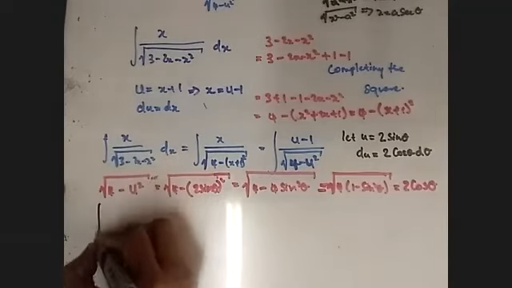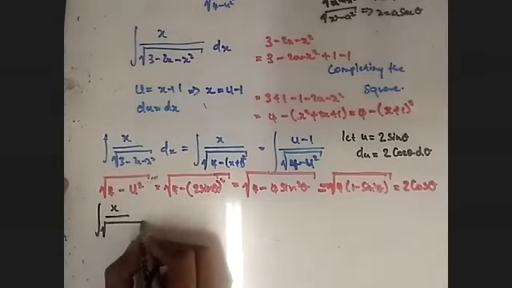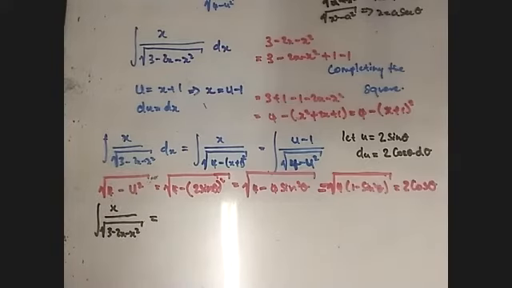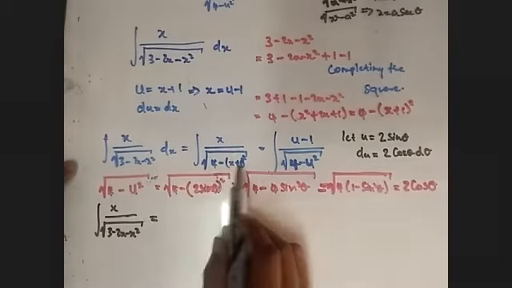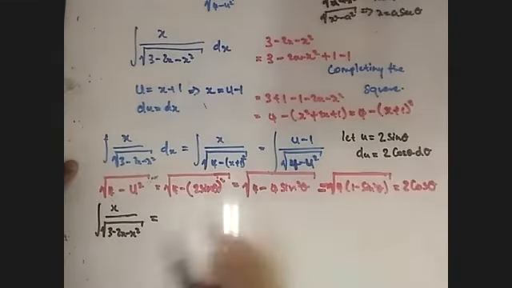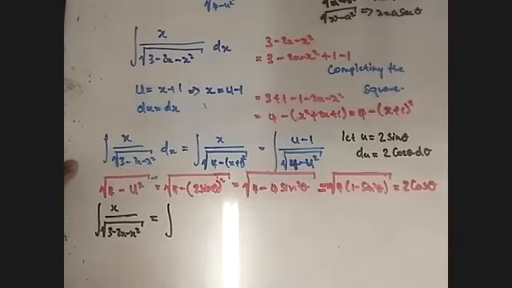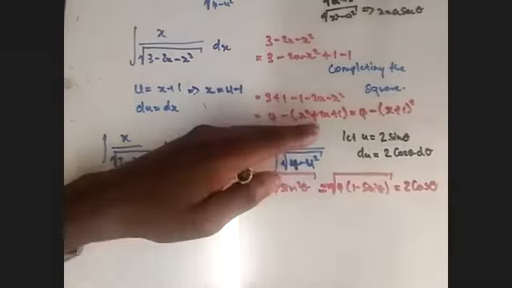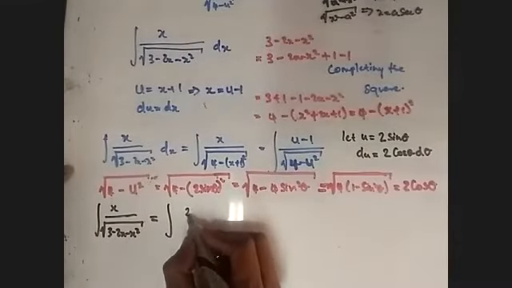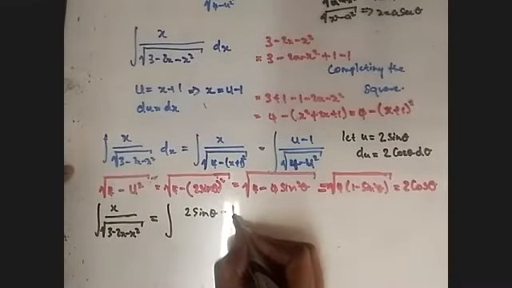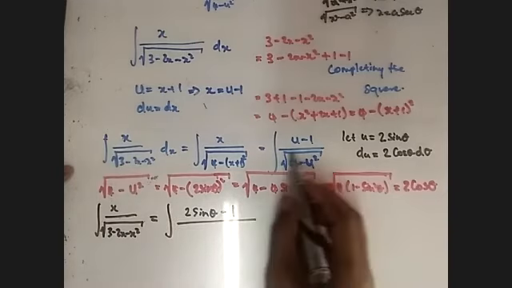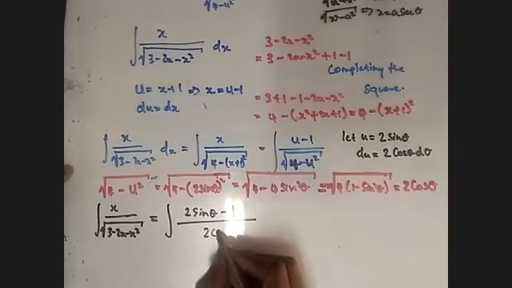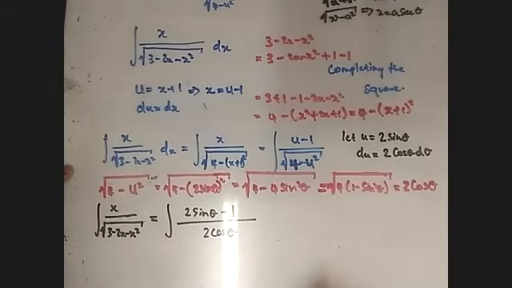Let us solve the problem. So this is exactly the same as 3 minus 2x minus x squared. Everywhere where I see u, I'm going to substitute this. So I'm going to have 2 sine of theta minus 1 all over 2 cos theta. And then what is our, oh, I forgot the x.